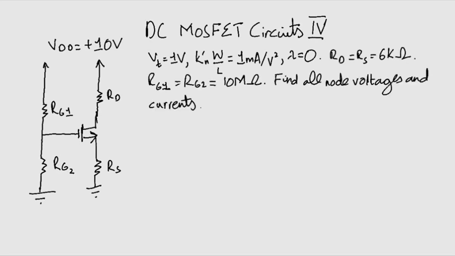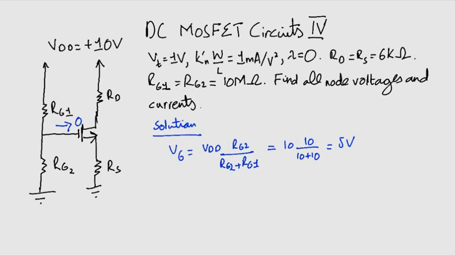First of all, notice that the current at the gate is 0 by definition. The voltage at the gate can be found by employing a simple voltage divider formed by the two 10 megaohm resistors. This comes out to be 5 volts. So we write it here.